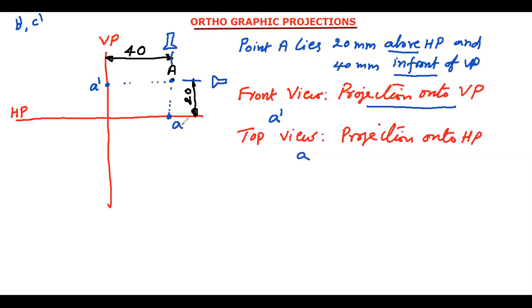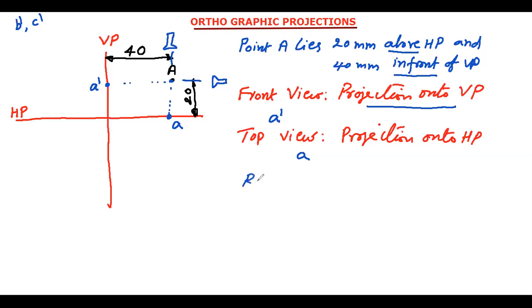Okay, dosto. So I got the front view. That means I have projected this point onto the vertical plane and I got the front view. I got the top view. That means I have projected this point onto the horizontal plane and I got the top view. Then to draw the orthographic projections, there is a third step. What is the third step?